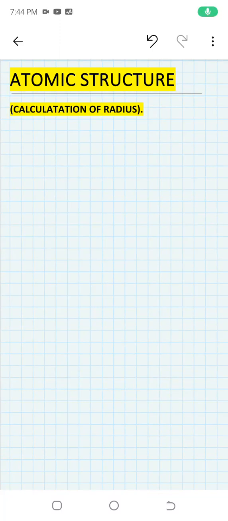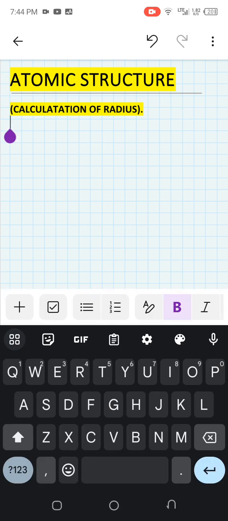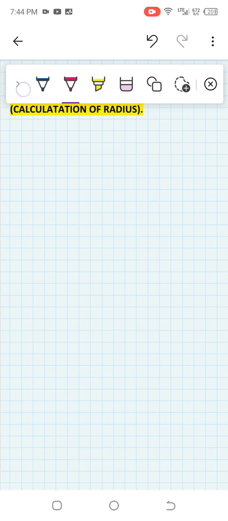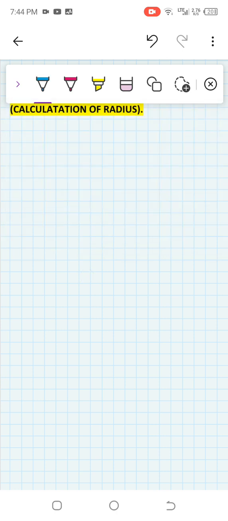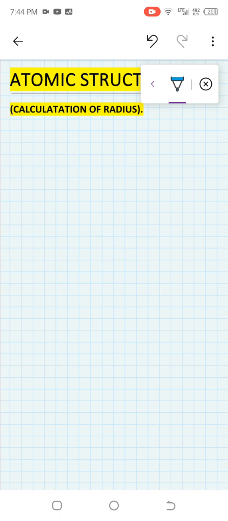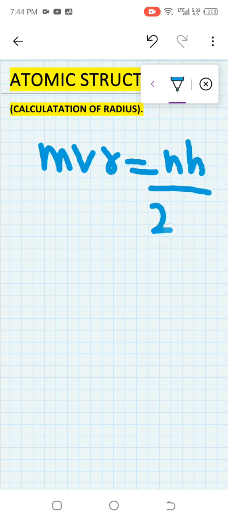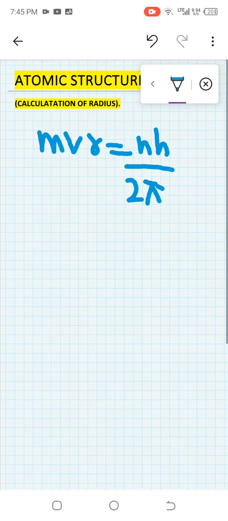In this video, we're going to discuss the calculation of the radius of the Bohr atomic model. In the last video, we discussed up to angular momentum. The angular momentum formula was mvr is equal to nh over 2 pi. If you did not watch my previous video, go and watch that, so this will be very clear to you.